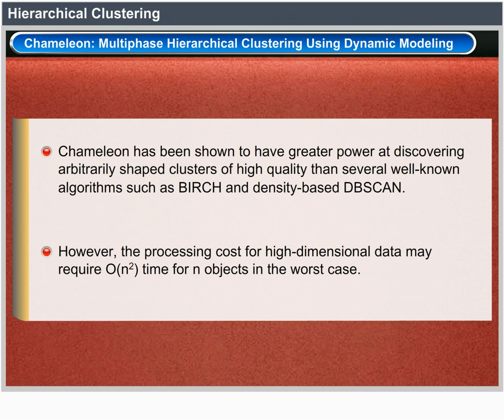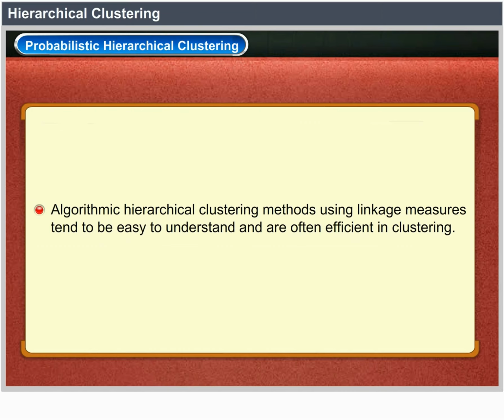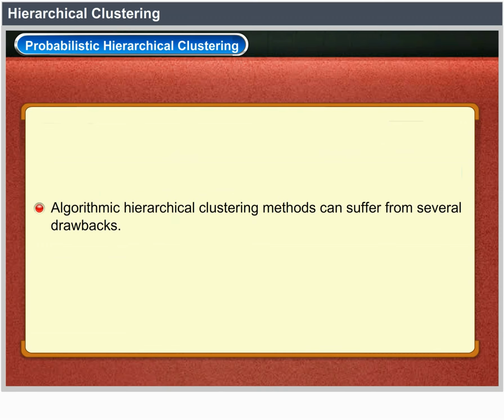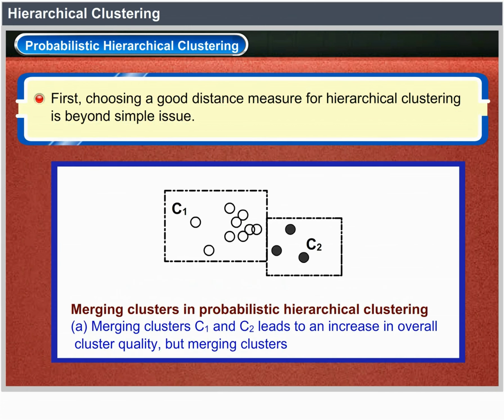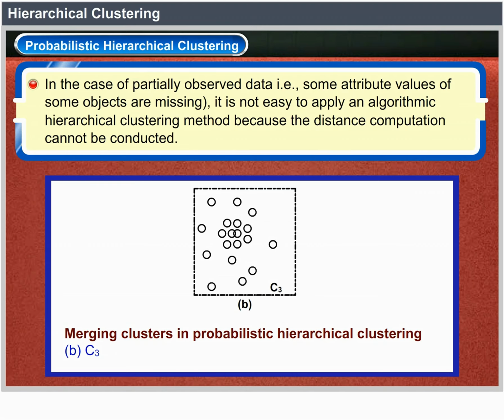Probabilistic hierarchical clustering. Algorithmic hierarchical clustering methods using linkage measures tend to be easy to understand and are often efficient in clustering. Algorithmic hierarchical clustering methods can suffer from several drawbacks. First, choosing a good distance measure for hierarchical clustering is often far from trivial. Second, to apply an algorithmic method, the data objects cannot have any missing attribute values. In the case of data that are partially observed, that is, some attribute values of some objects are missing, it is not easy to apply an algorithmic hierarchical clustering method because the distance computation cannot be conducted.